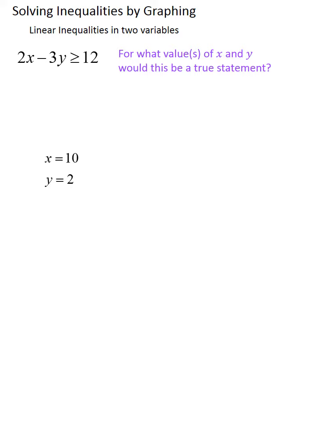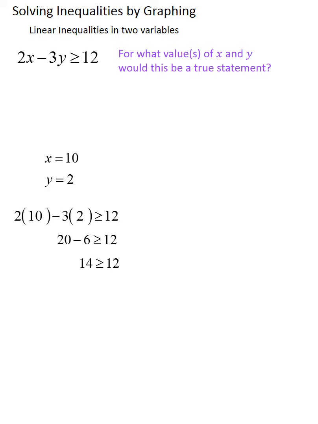What if x were 10 and y were 2? These are just numbers I chose randomly to get you to think about something. If we substituted 10 and 2 into the original inequality, notice x was replaced by 10, y is replaced by 2, and we did the algebra, we would discover a true statement. 14 greater than or equal to 12 is a true statement. And that means that x equals 10, y equals 2 is a solution to this inequality.